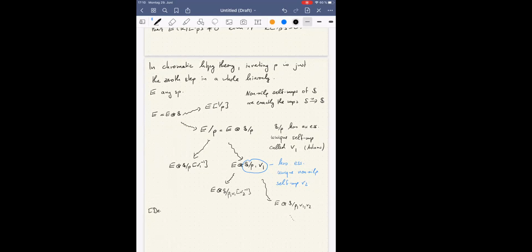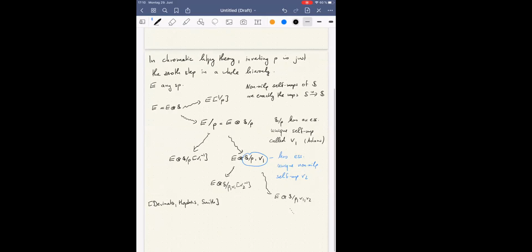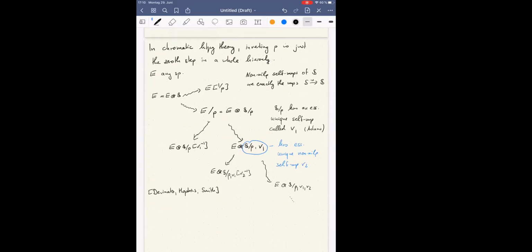It's a theorem due to Devinatz, Hopkins, and Smith. Or I guess the theorem itself is due to Hopkins and Smith, but it's crucially based on work of the three of them. It's called the periodicity theorem. This is what's behind these things. So in this sense, inverting P is just a zeroth step in a whole hierarchy.